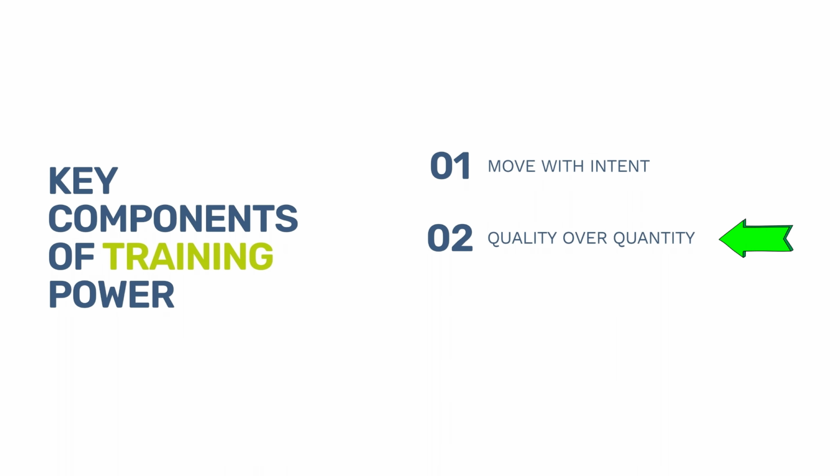Our second point is quality over quantity. So when the movement slows, stop it. We're not getting any more benefit in terms of power if that movement is slow. So when we train power, we want to be very precise with what we're trying to do, and everything we want is to be fast, clean repetitions, and they're going to be much better than slow repetitions.